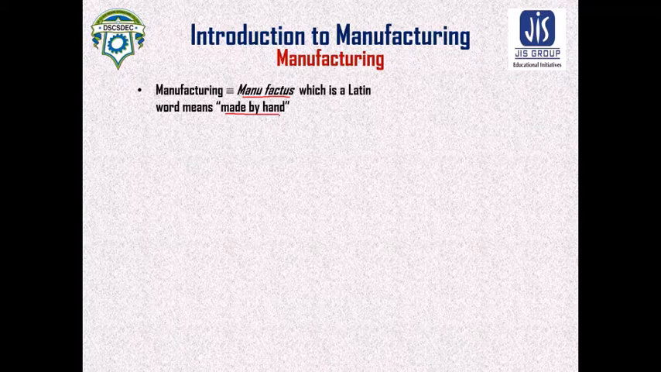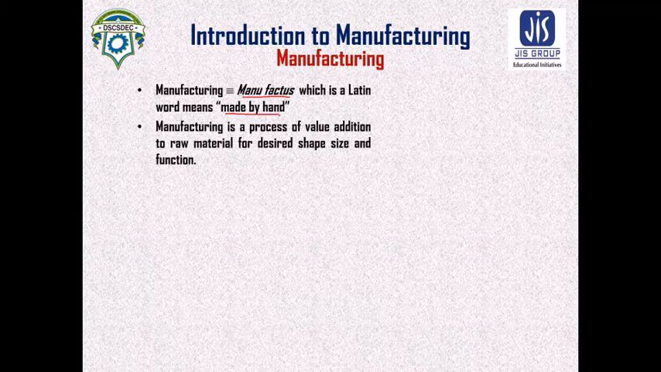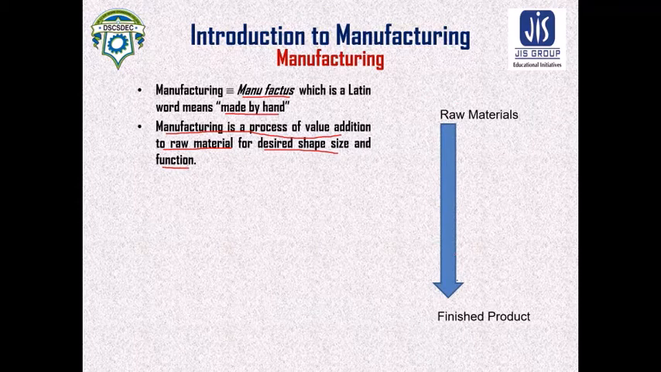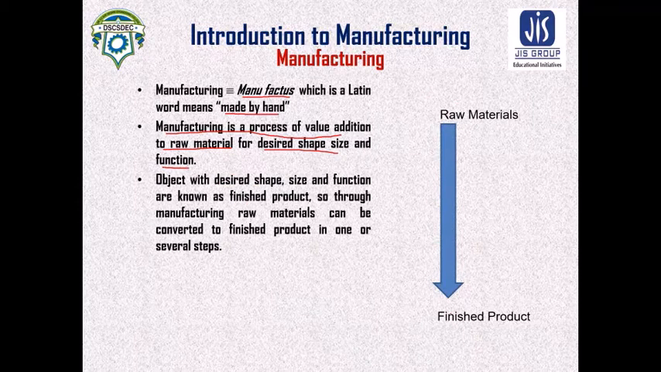In engineering definition, manufacturing can be treated as a process. Manufacturing is a process of value addition to raw material for desired shape, size and function. So what is important? Desired shape, size and function. This is important. From raw material we will have the finished product. Finished product means the object with the desired shape, size and function.